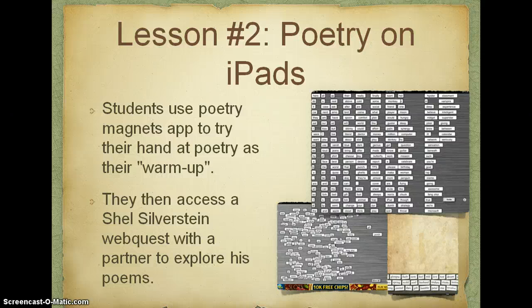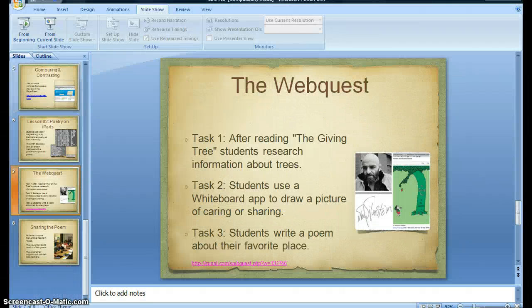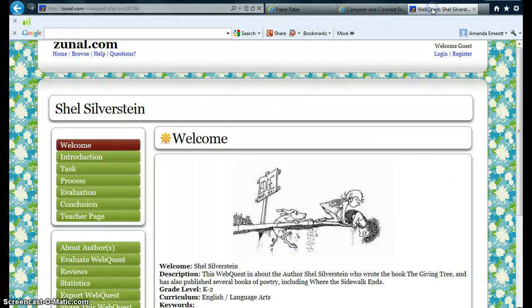So they would walk through a web quest, which all of my students are familiar with how to do, and how they're set up with the task and the process and evaluation and all that. But I am going to kind of show you how to do that. For this, I would be asking that they do it in partners. So here's kind of a quick rundown of what the web quest asks, and then I'll take you to it and show you. They're going to read The Giving Tree, and students would then research information about the trees. Then there's a task 2 and a task 3, but before we go there, let's just jump right to it and I can show you exactly what it looks like.